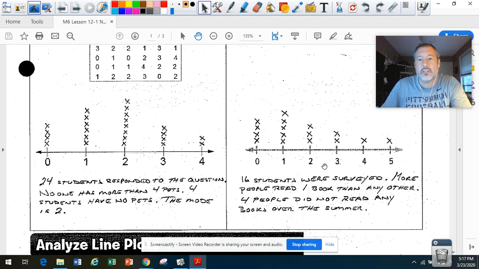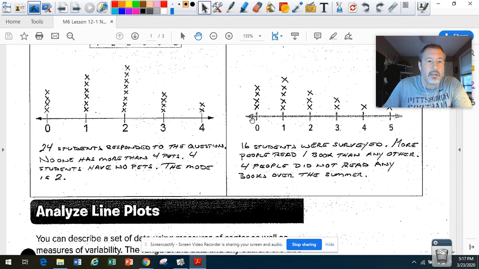It says 16 students were surveyed. Yes, that is true. There are 16 X's here. More people read one book than any other. That is true. That looks like that's going to be our mode here. 4 people did not read any books over the summer. So these are our lazy ones right here. So very good. So far, we should be good to go.